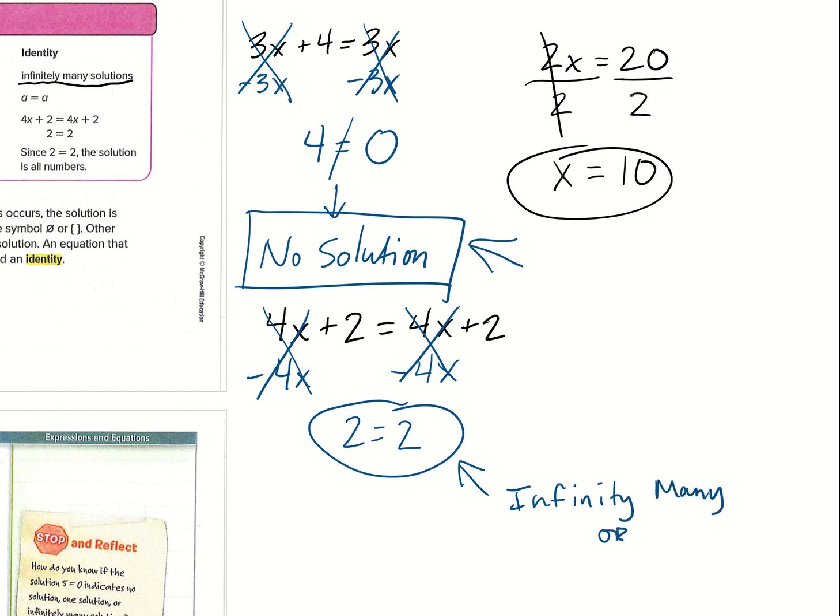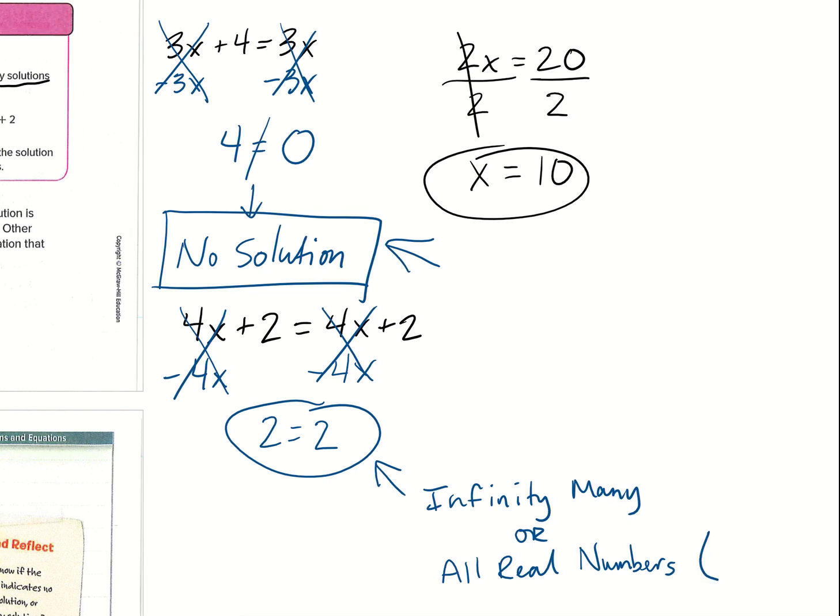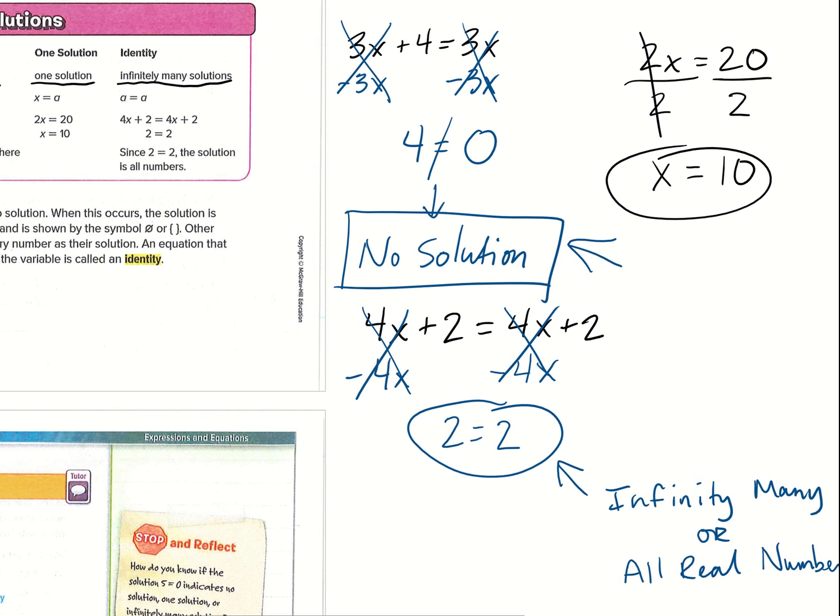or you can also write all real numbers. And then the symbol, if you're interested, instead of having to write all real numbers, you can write an R with a little line through it right here. That is also the same thing as all real numbers. So that is an example of an identity which has an infinite number of solutions.